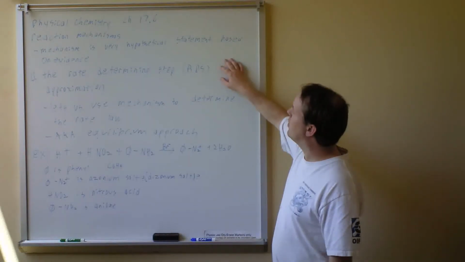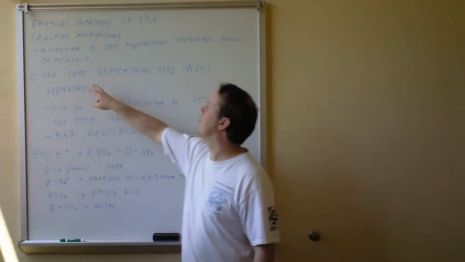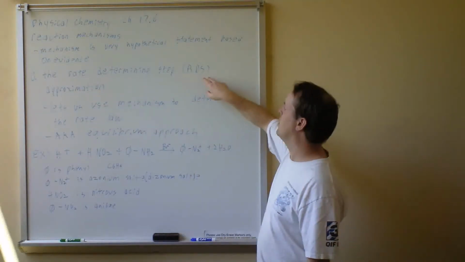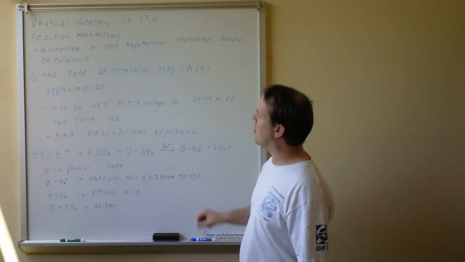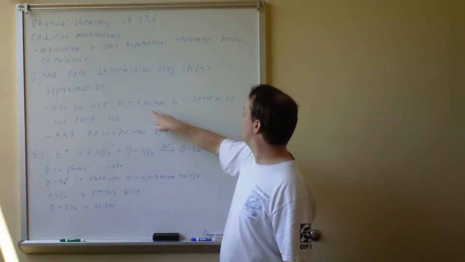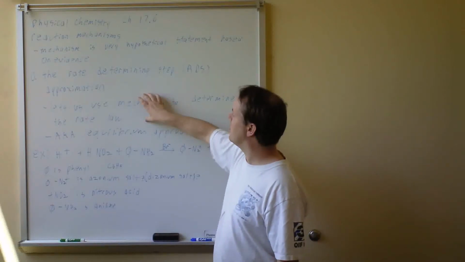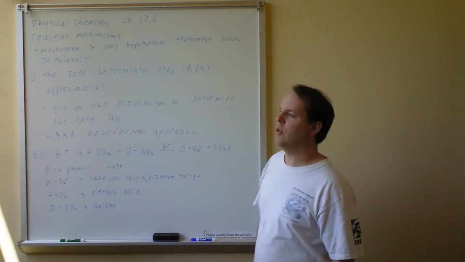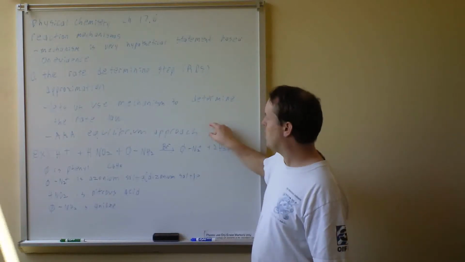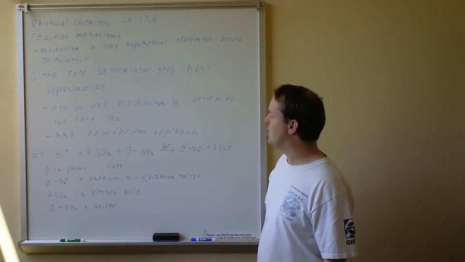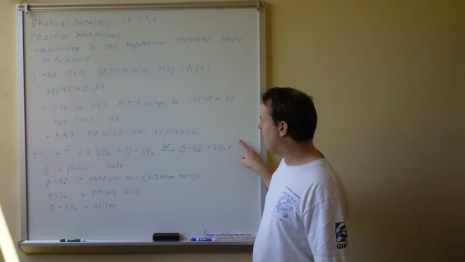Now, the first type of way of finding out the mechanism, I should say, is the rate determining step, or RDS approximation. What this is going to let us do is take a mechanism and then find a rate law for the overall reaction based on the mechanism for the reaction. This approach is also called the equilibrium approach. Now, let's do an example here.